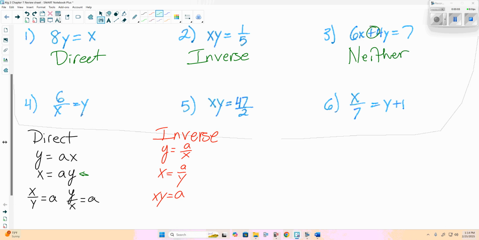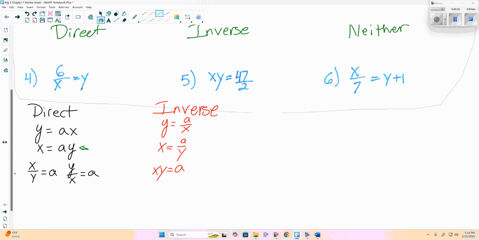One of the big giveaways is that we have addition or subtraction. If we have addition or subtraction, it's going to be neither. The only other case that we could have neither is that we only have one variable, because for any of these, we're going to need two variables, an x and a y. So if we had just y equals 7, that's neither. We have to have two variables. Number 4, 6 over x equals y would be inverse.